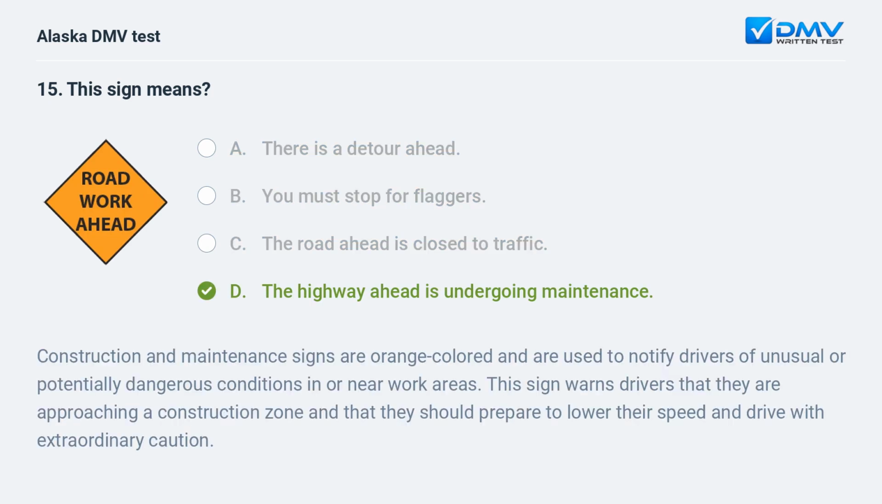D. The highway ahead is undergoing maintenance. Construction and maintenance signs are orange-colored and are used to notify drivers of unusual or potentially dangerous conditions in or near work areas. This sign warns drivers that they are approaching a construction zone and that they should prepare to lower their speed and drive with extraordinary caution.